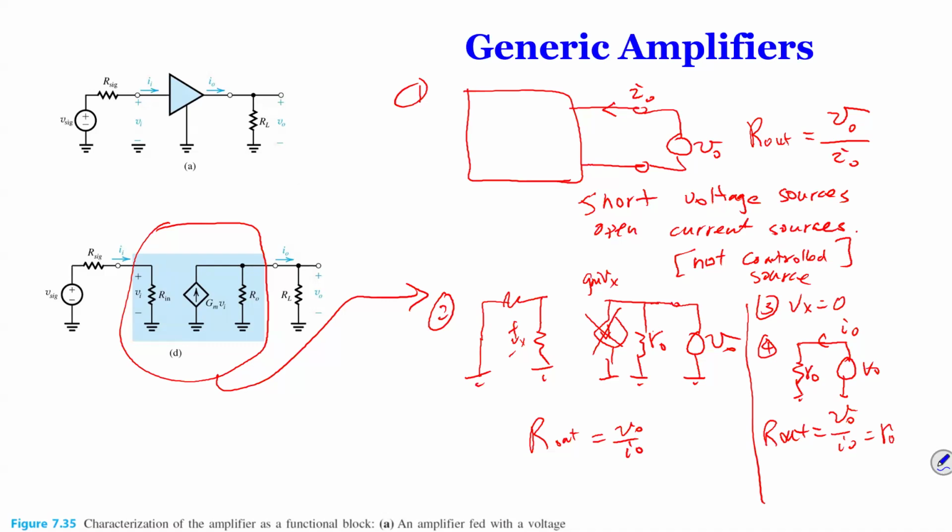If you have, say, a common collector amplifier, and this will be connected, and there's some resistance here, you'll find that no, that is actually not zero. You cannot open it. That's why the output resistance changes dramatically.